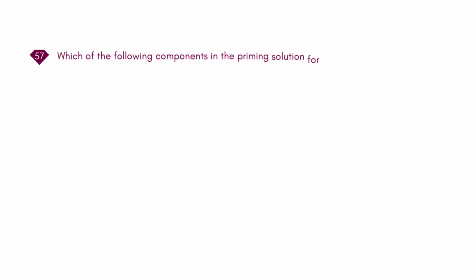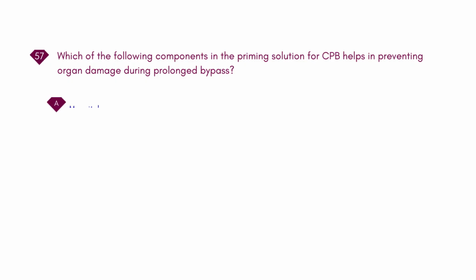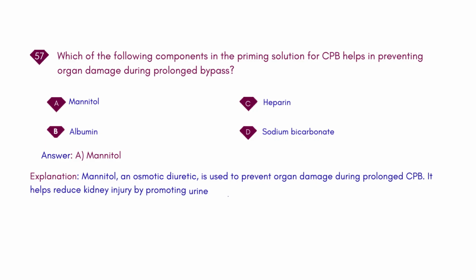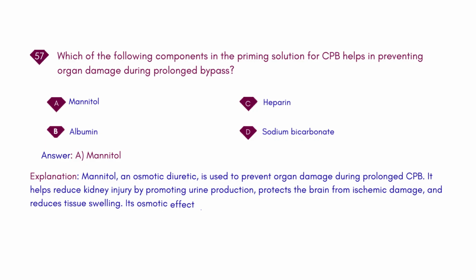Which of the following components in the priming solution for CPB helps in preventing organ damage during prolonged bypass? A. Mannitol. B. Albumin. C. Heparin. D. Sodium bicarbonate. Answer: A. Mannitol. Explanation: mannitol, an osmotic diuretic, is used to prevent organ damage during prolonged CPB.